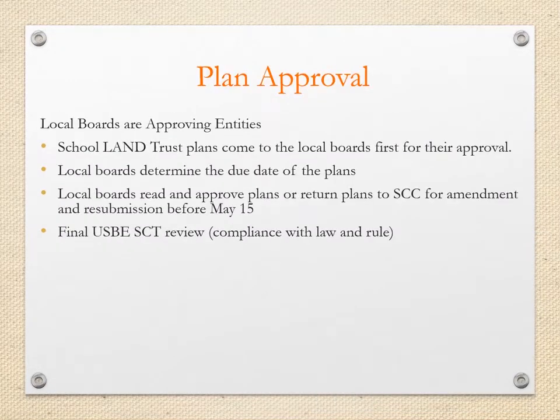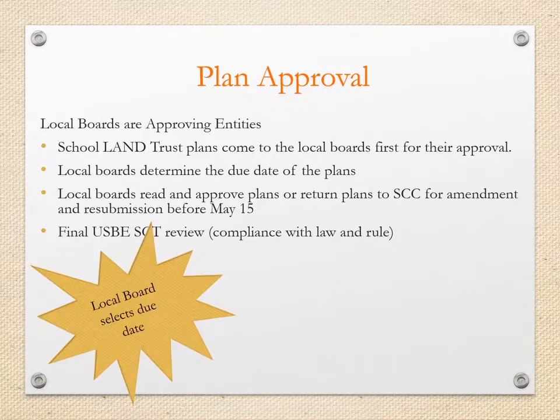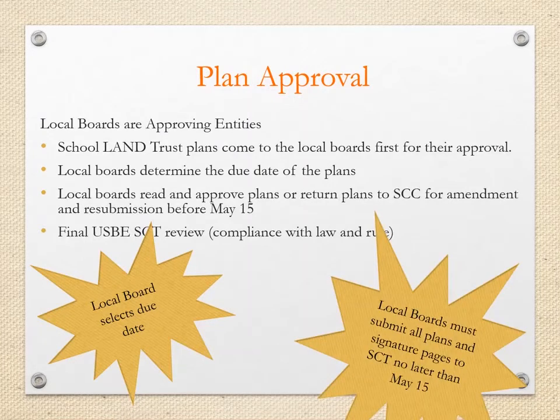Local boards are approving entities for School Land Trust plans, and the School Land Trust plan comes to the local board first for their approval. Local boards determine the due dates of the plans and read and approve the plans or return the plans to the council for amendment and resubmission before May 15th. Then, the School Children's Trust section at the State Board of Education reviews the plans for compliance with law and rule. The local board selects your due date, and the local board must submit all plans and signature pages to the School Children's Trust section no later than May 15th.